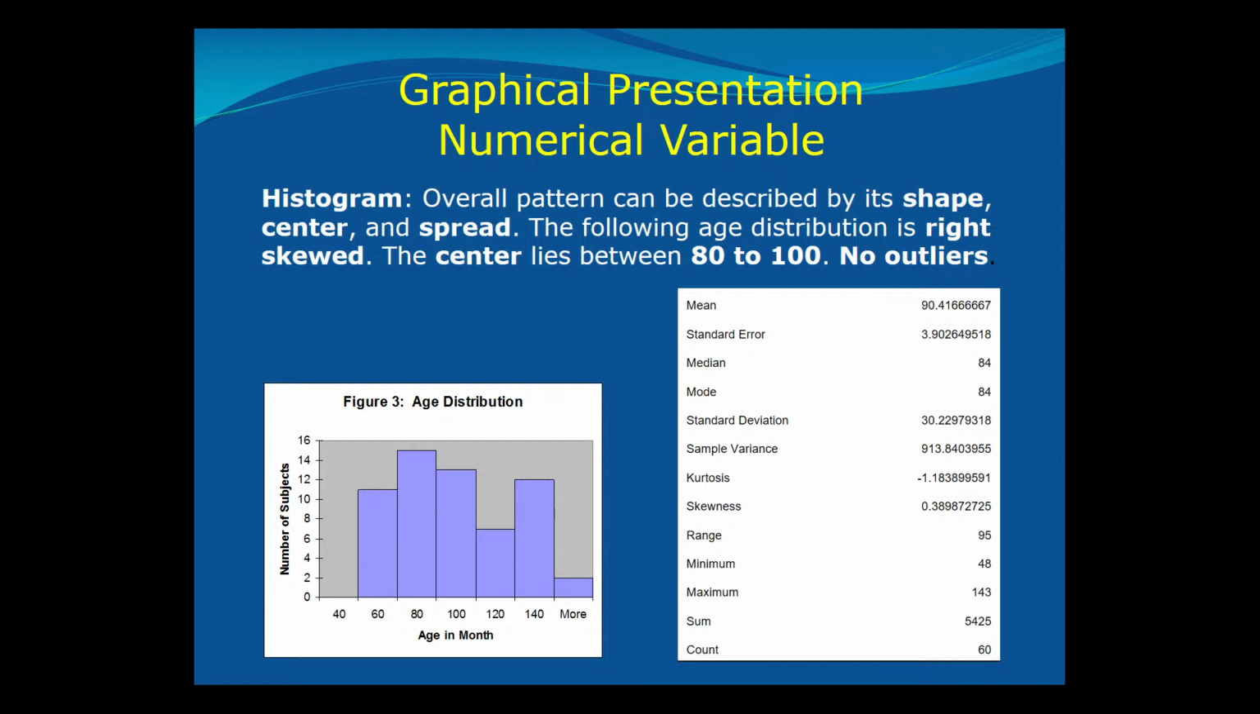The following age distribution is right skewed. The center lies between 80 to 100. There are no outliers in this example. And to describe this numerical variable, we can use different statistics with values for these statistics.